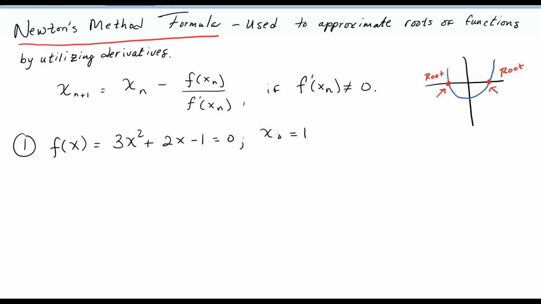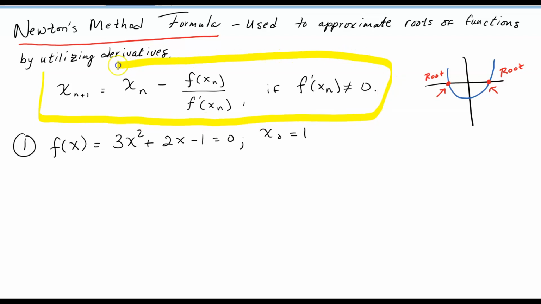So here's the first one. The first one says f of x equals 3x squared plus 2x minus 1. And we set it equal to 0 because we want to know the roots. And we want to know the root centralized around the number 1. Okay, so if you look at the formula, and I've got the formula here, and I'm going to highlight around it. All right, there it is.